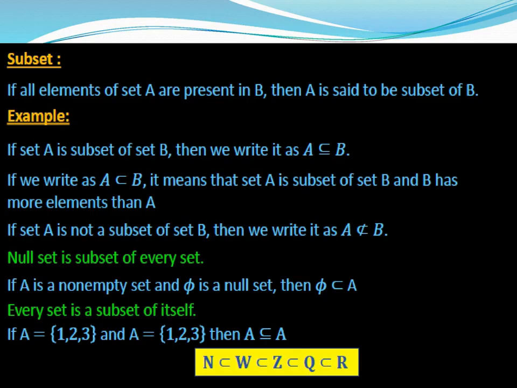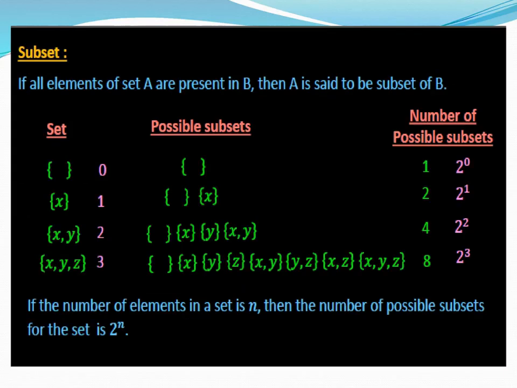Here N is a subset of W, which is a subset of Z, which is a subset of Q, which is a subset of R. Why? Because natural numbers are part of whole numbers, whole numbers are part of integers, integers are part of the rational numbers, and rational numbers are part of the real numbers. Now we will learn how to write the subsets of a given set.